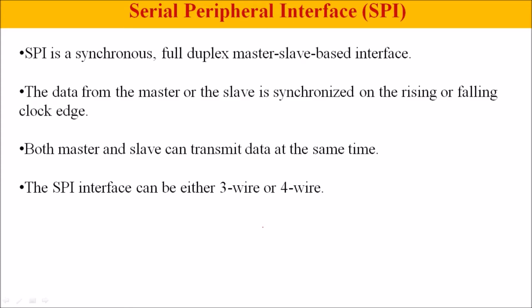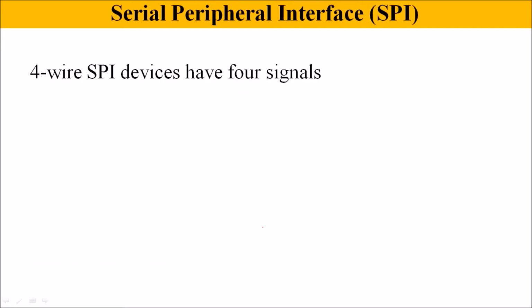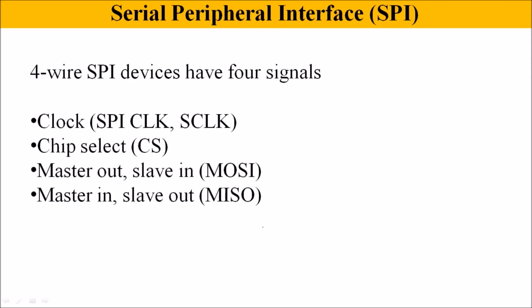Sometimes the CS bar terminal is not used if only one device is interfaced, so the SS bar or CS bar terminal of that device can be connected to ground permanently. The maximum SPI clock frequency is 500 kHz and the maximum data transfer speed is 6600 samples per second per channel. It is a 4-wire device, so it has these four signals which we have already discussed.